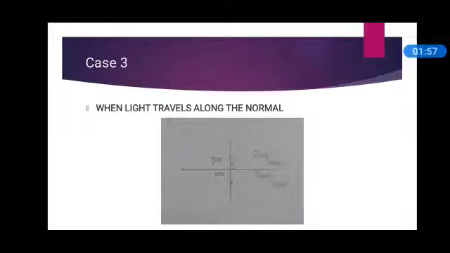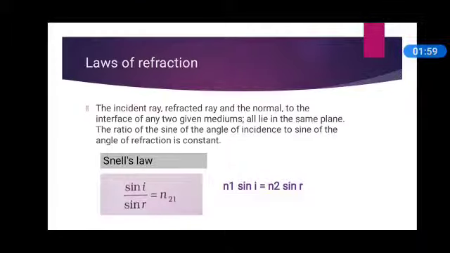So the next topic here is our laws of refraction. So the first law states that the incident ray, refracted ray and the normal to the interface of any two given mediums all lie in the same plane. The second law, popularly known as Snell's law, states that the ratio of sine of angle of incidence I to sine of the angle of refraction R is a constant.